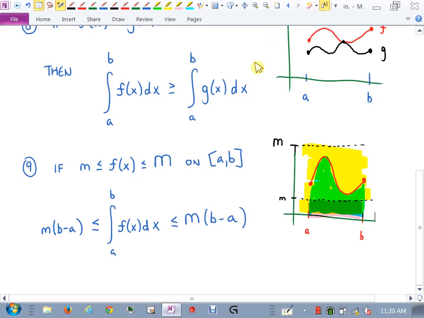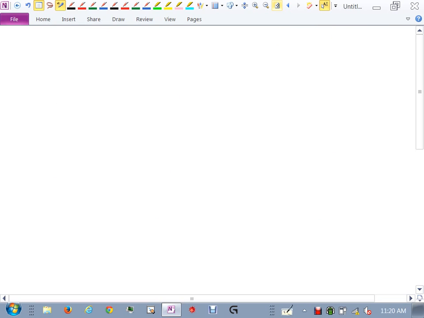All right, that's it for the properties. The next thing, I'm going to give you a couple problems in your homework, but I'm not actually going to show you an example of this because I think it's too straightforward, but it's something you should see. It's called the average value of a function.